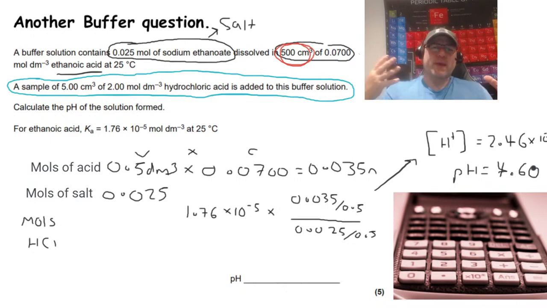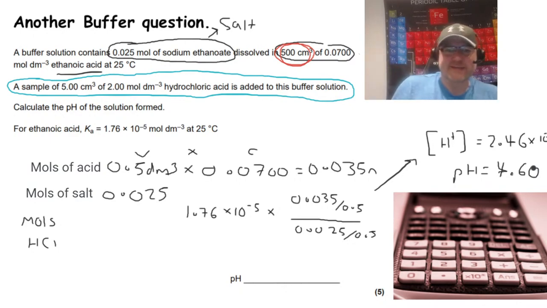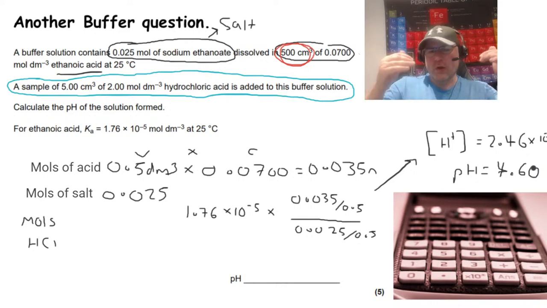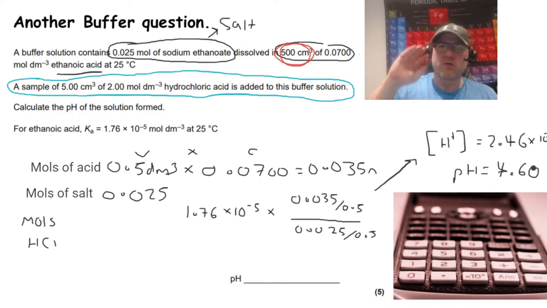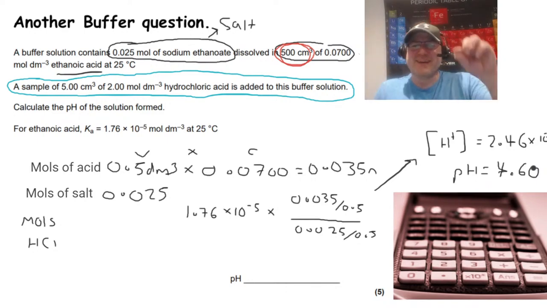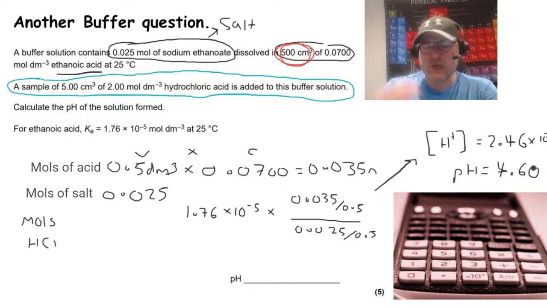So the initial pH of this buffer is 4.6. If we add hydrochloric acid to this buffer, what are we expecting the pH to do? All right, buffer solutions resist the change in pH, so it shouldn't change by much. But are we expecting our answer to go down or up? What do you think, guys? Should a buffer solution go down or up in pH if you add acid?